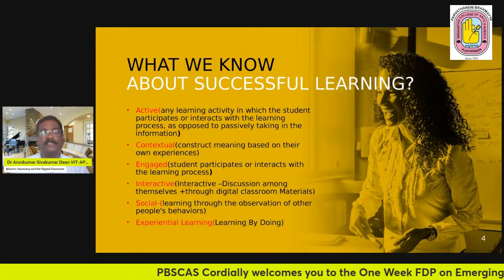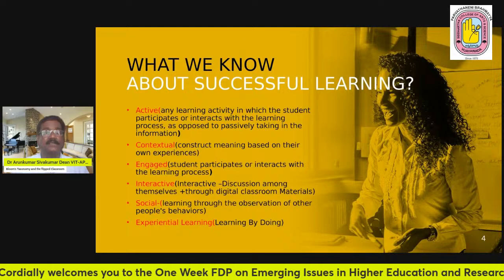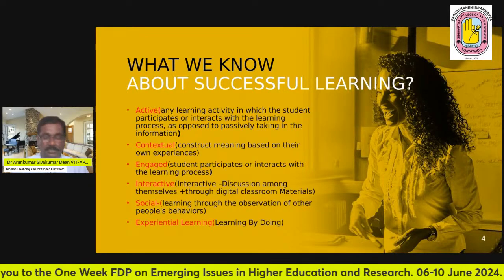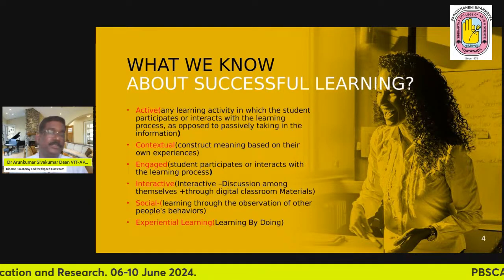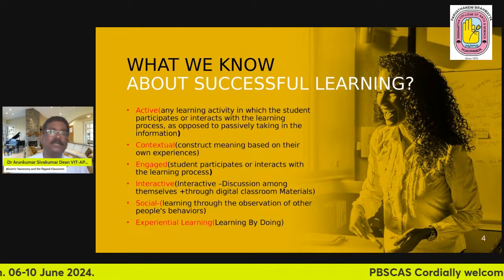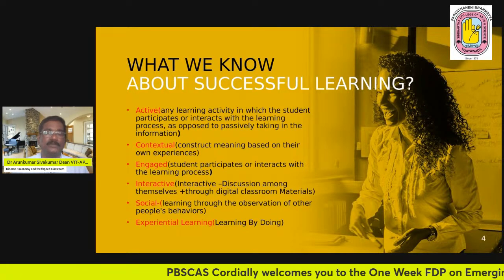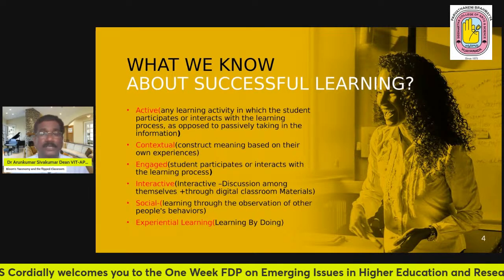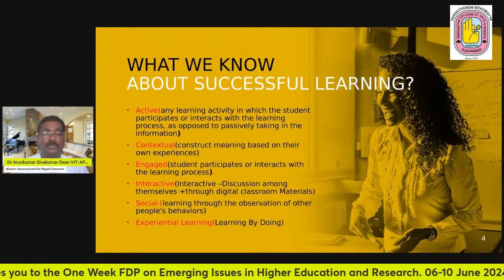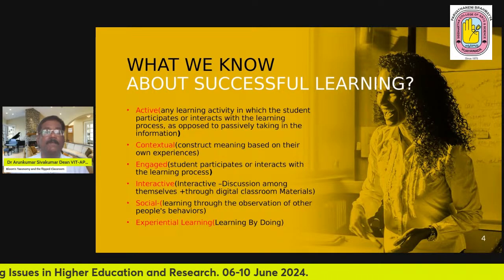The first aspect is that active learning is very, very important. Students should interact with the learning process because they should not be passive. Contextual: they have to bring their own experience into the classroom. For example, I teach strategic management, marketing management, and retail management. I will ask the students, what is their buying experience? Can you please throw light on that? So they are able to bring in a lot of contextual experience of their own.